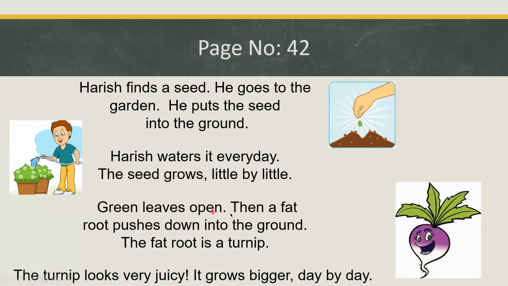Yes. So green leaves, what happens? It starts to come out from the seed on top of the soil, and then a fat root is pushed into the ground. So what is that fat root? Yes, it is none other than the turnip.